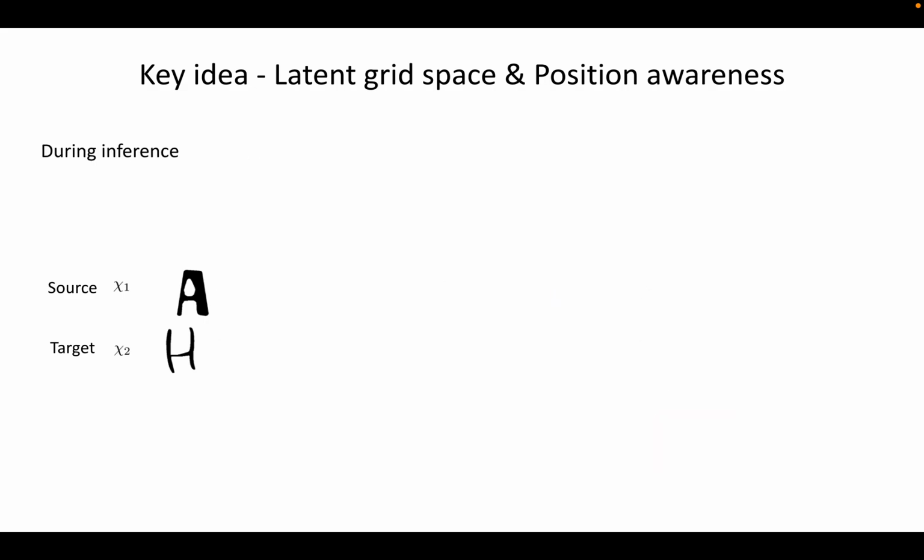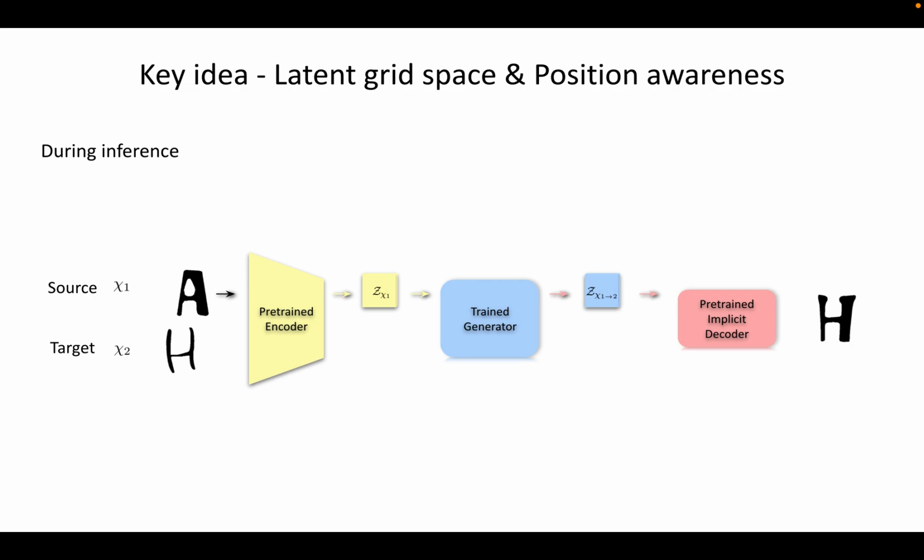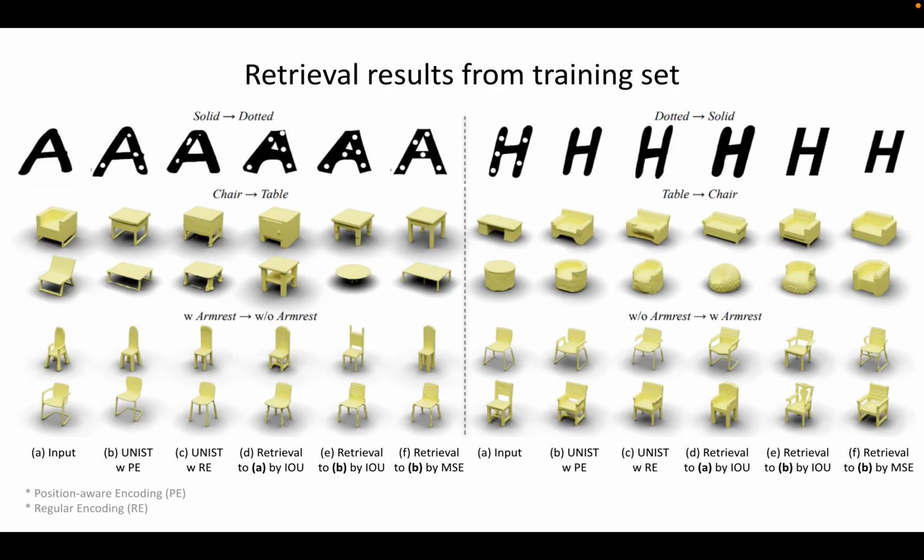During inference time, given the source shape, we use the pre-trained encoder to obtain the feature grid, then use the well-trained generator to translate the code of a source shape to that of the target shape. Finally, we use the pre-trained implicit decoder to obtain the inside and outside values, and pass them to marching cubes to obtain the translated shape.